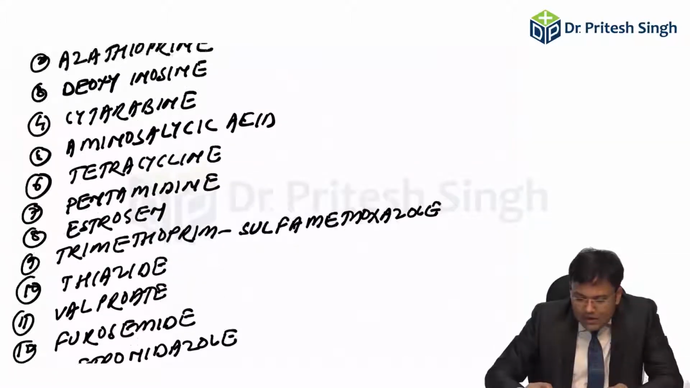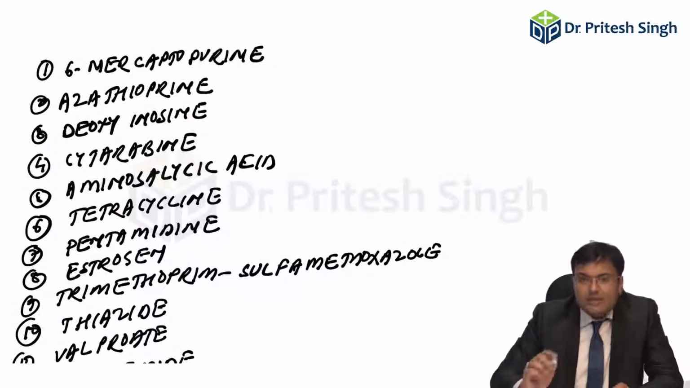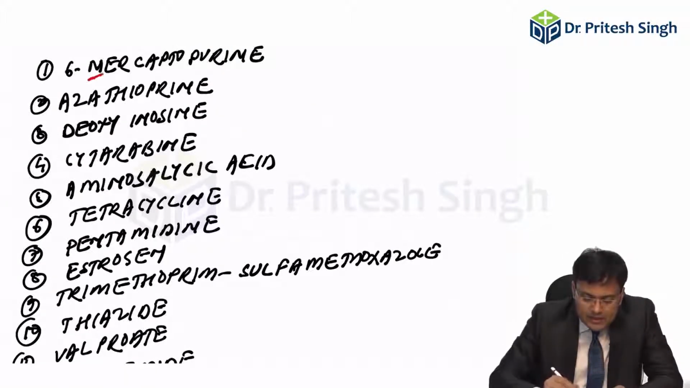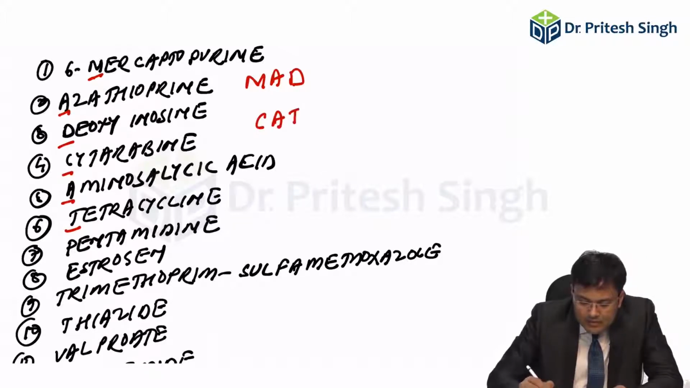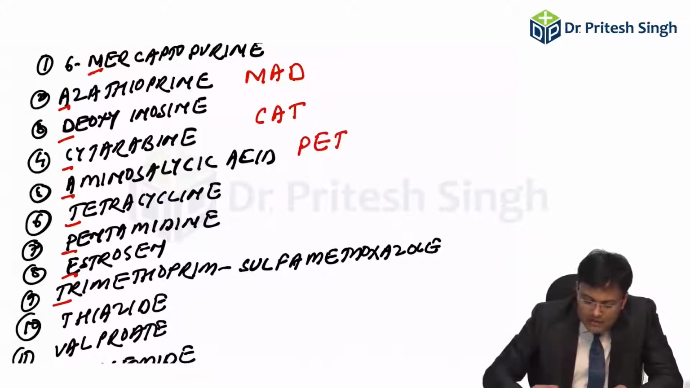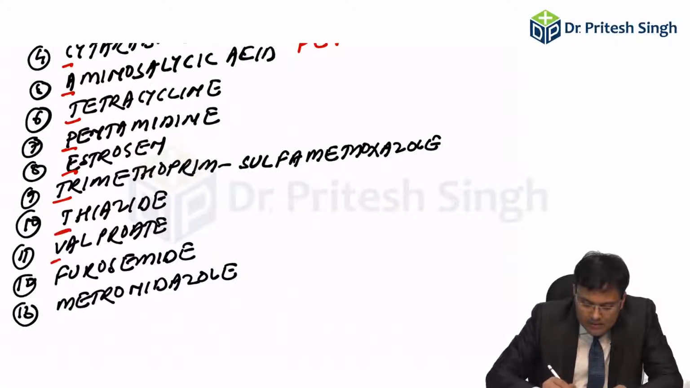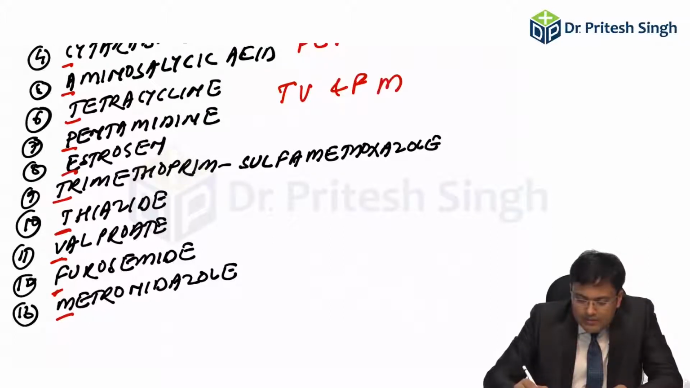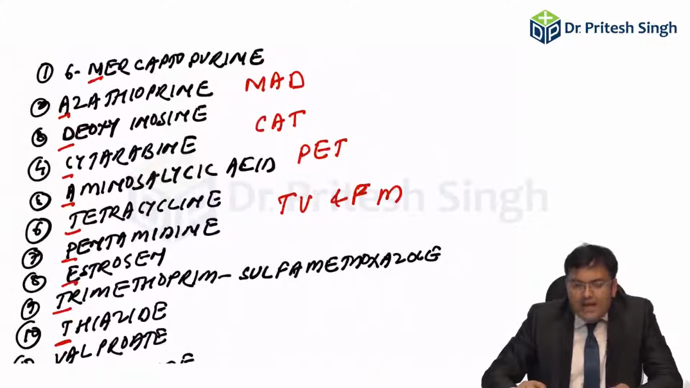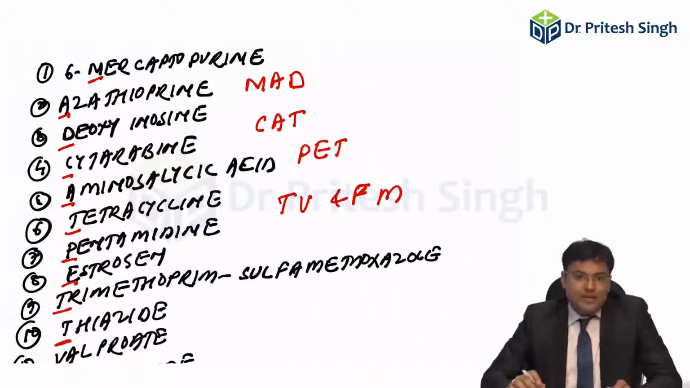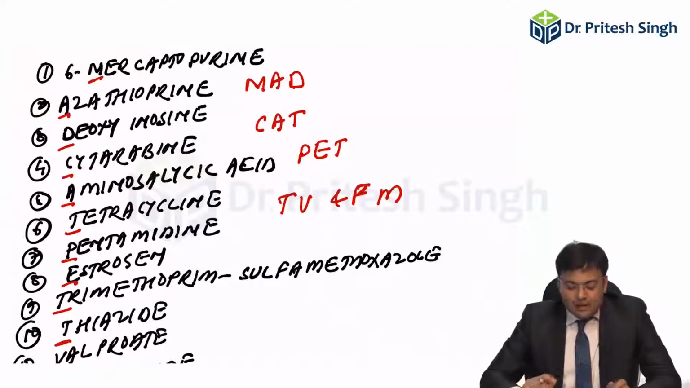So these are definite causes. Now how to remember this? There is a simple mnemonic by which you can easily remember. See, this is MAD. This is CAT. This is PET. This is TV and this is FM. So the mnemonic is Mad Cat Pet. Mad Cat is your pet. She likes TV and FM. So these are definite causes of acute pancreatitis.